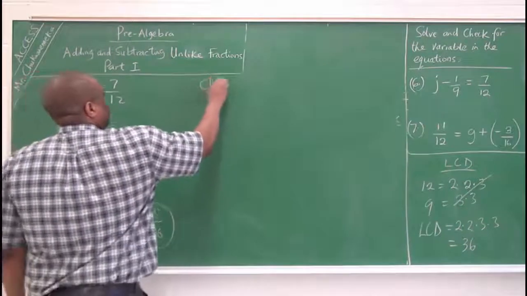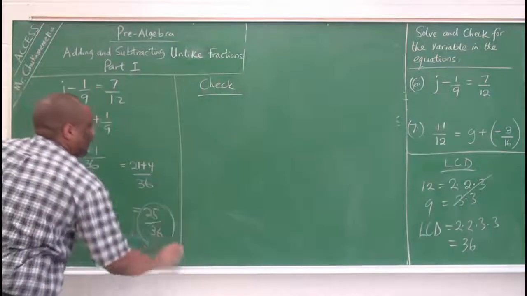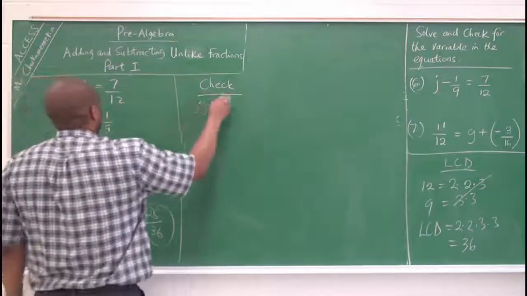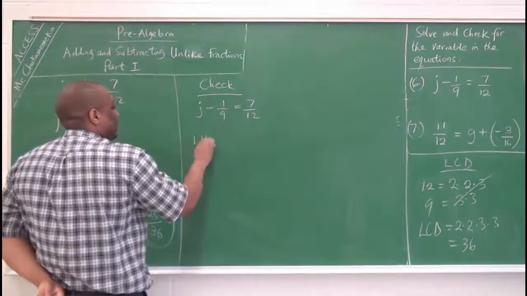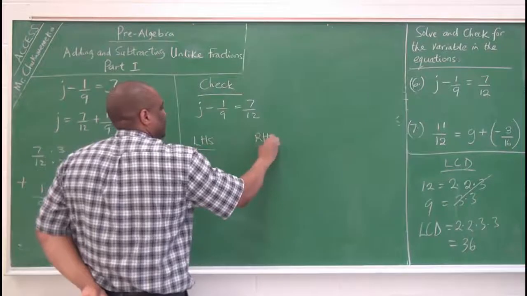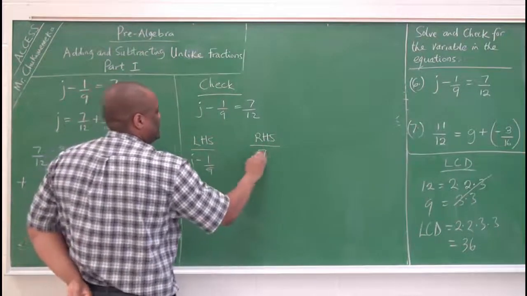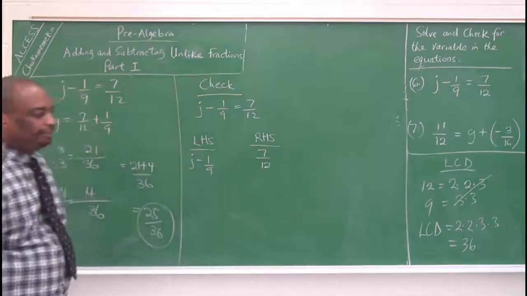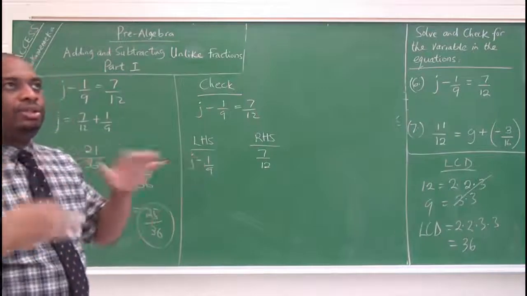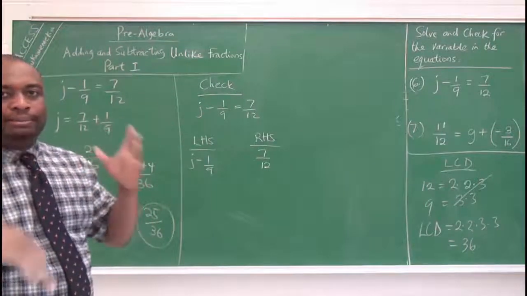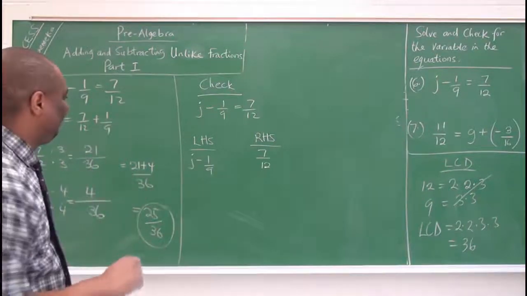Okay, check. When we check, we write the main problem. J minus 1 over 9 equal to 7 over 12. Left hand side, right hand side. Left hand side is J minus 1 over 9. Right hand side is 7 over 12. Sometimes, most times when you do math, it's good to look at it 2 times to make sure that everything is correct.